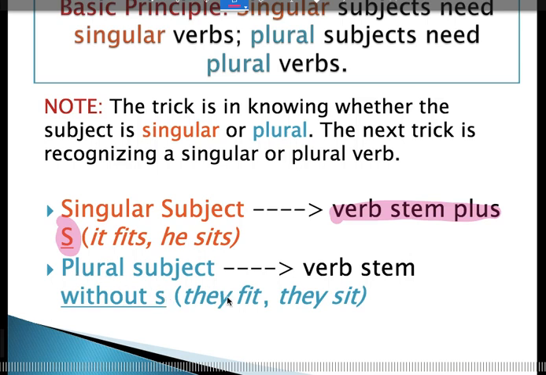A plural subject, so multiple people or things, they'll have a verb that is plural, which means it will not have an S. They fit, they sit. If we said they fits, they sits out loud, we can hear that that's wrong. So a verb with an S is singular, a verb without an S is plural.